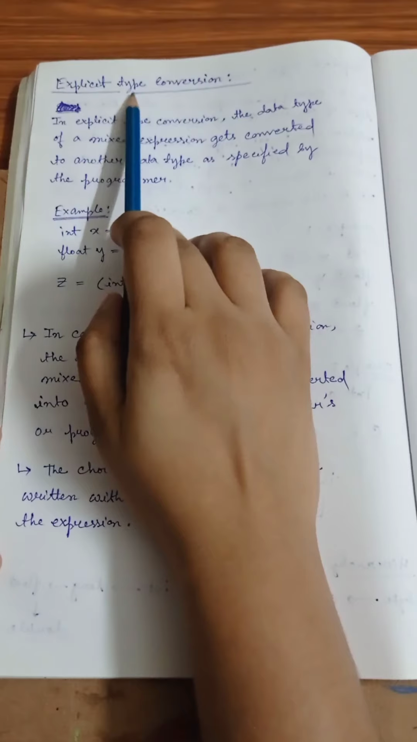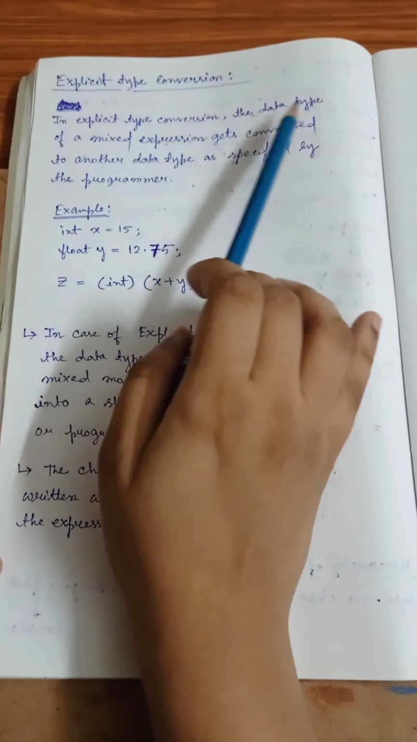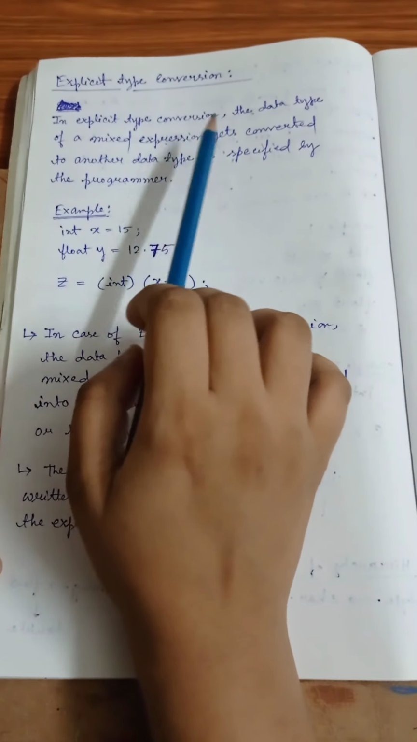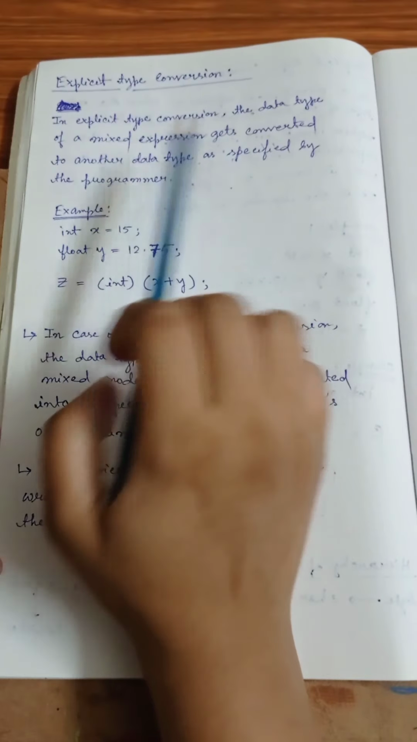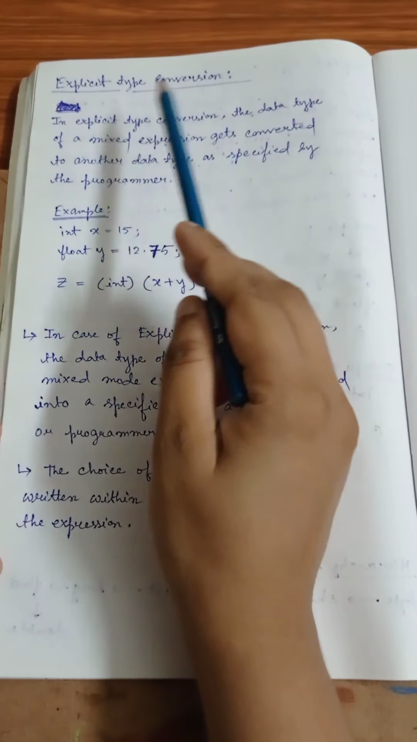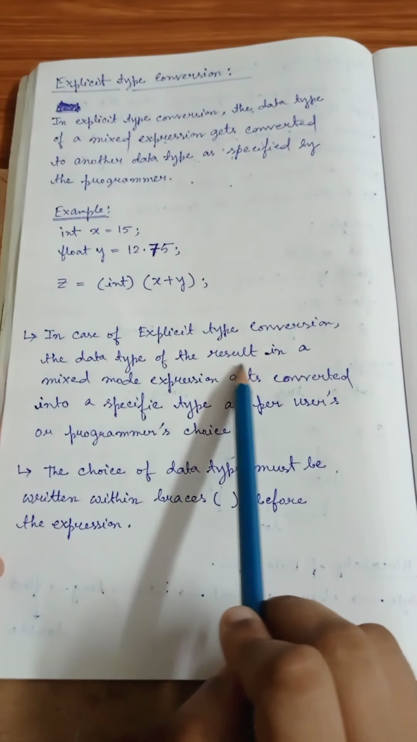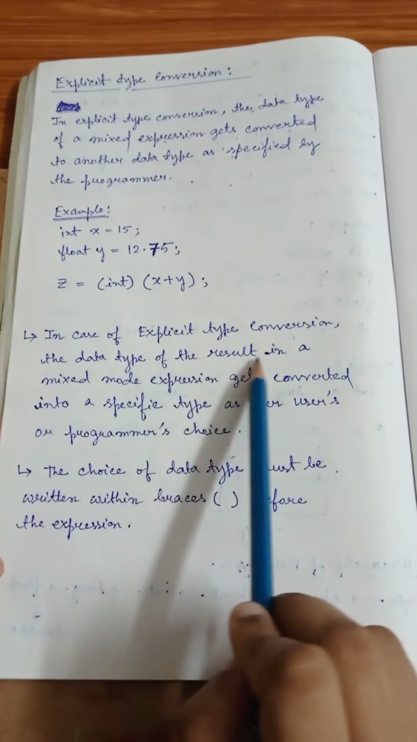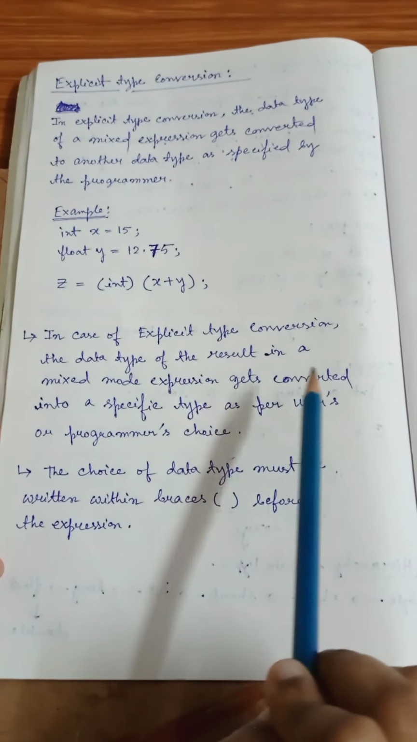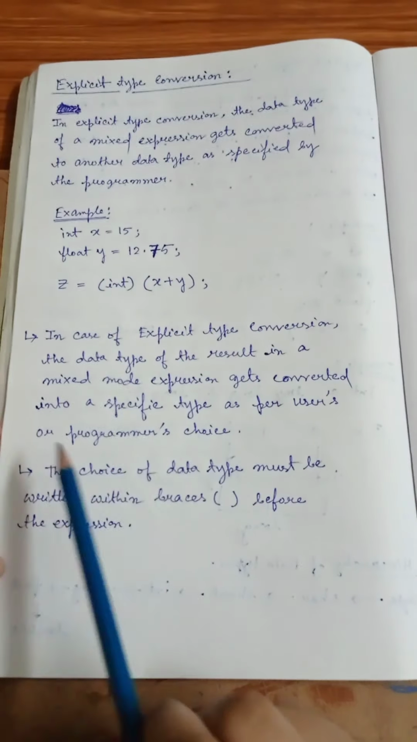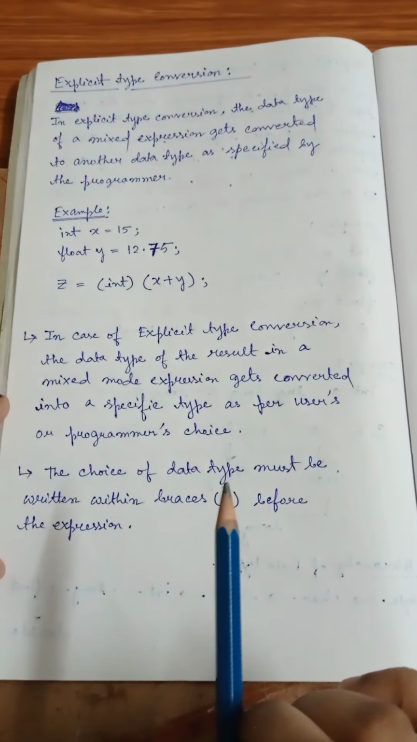Next is explicit type conversion. In explicit type conversion, the data type of a mixed expression gets converted to another data type as specified by the programmer. So in case of explicit conversion, the data type of the result in a mixed mode expression gets converted into a specific data type as per the user's or programmer's choice.